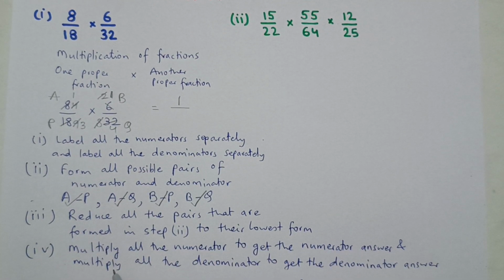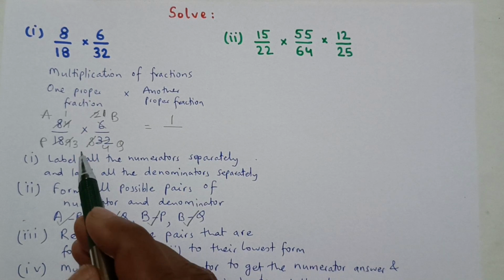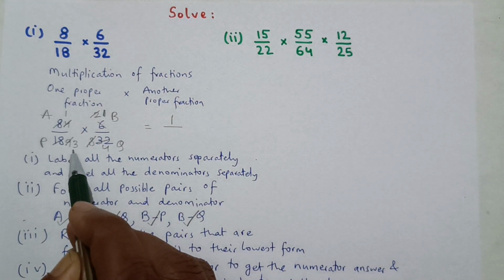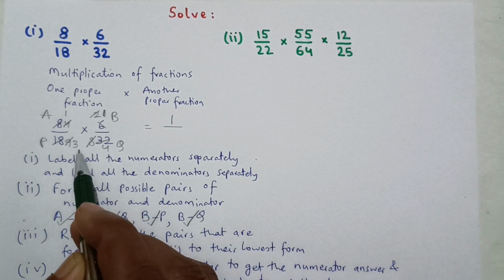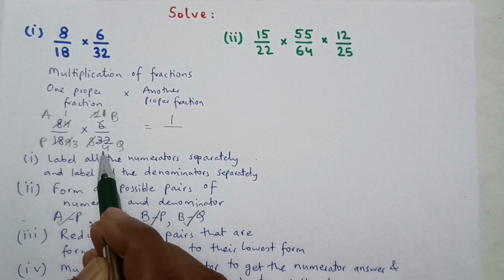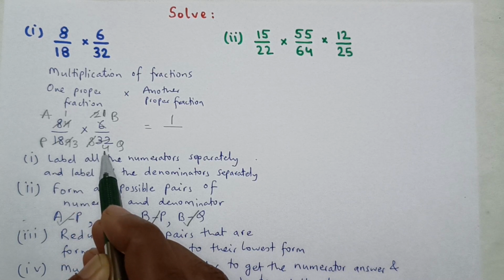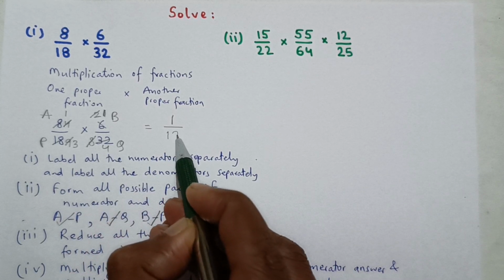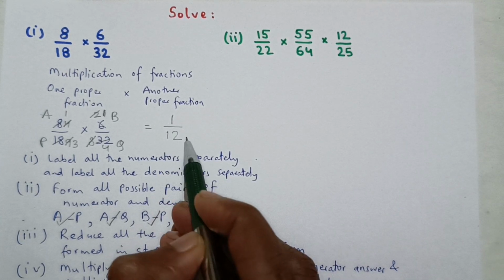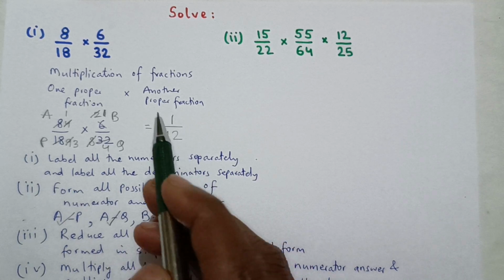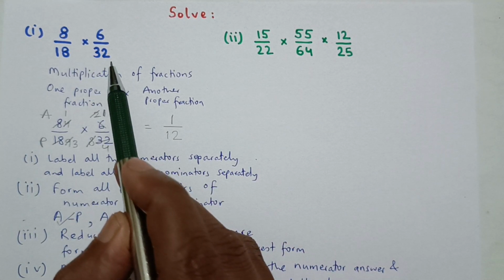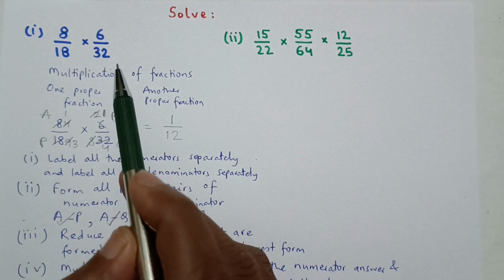And now multiply all the denominators to get the denominator answer. So in the denominator we have P as 3 and Q as 4. So we have to multiply 3 with 4. 3 into 4 is 12. So the denominator answer is 12. And this is the answer for question number 1. 1 by 12 is the answer for question number 1. So this is how you do multiplication of fractions.